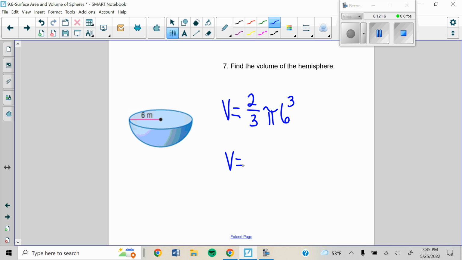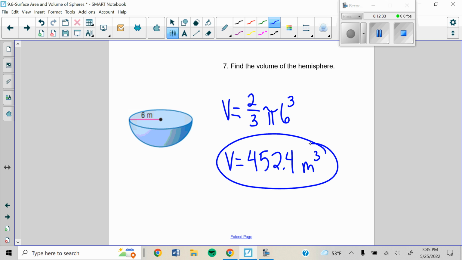All right, so hopefully you plug that into your calculator and got a solution. Just check it with your neighbor. 452.4 meters cubed. All right, last problem.